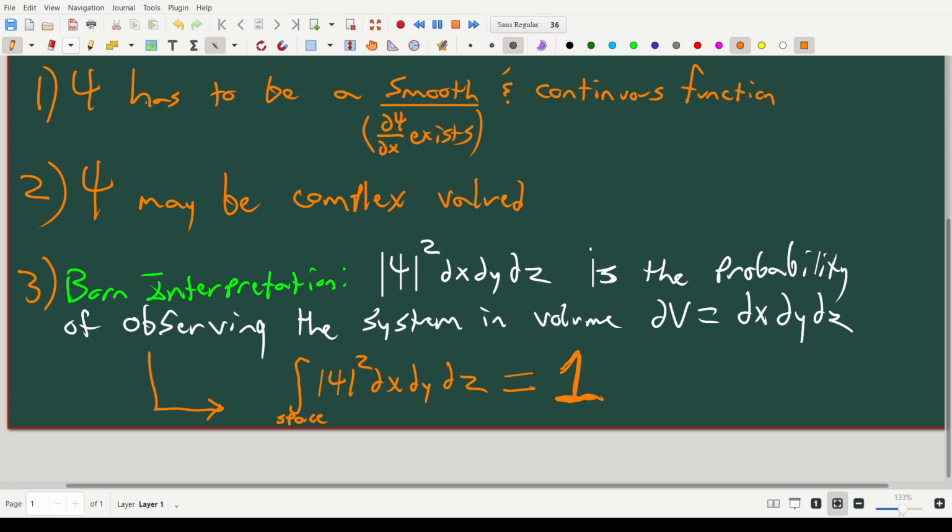Okay. This is all we need to know about the wave function right now. It's got to be smooth and continuous. It may be complex valued, and the square of the integral has to be equal to 1. Right? These are the same statements that we made about vectors in problem set 1.